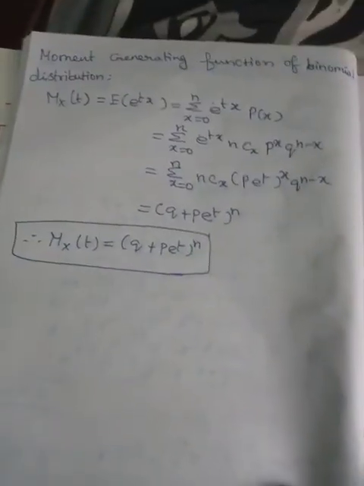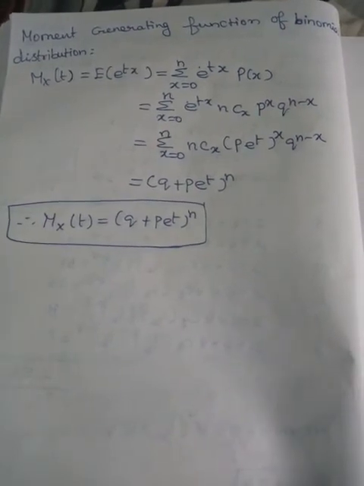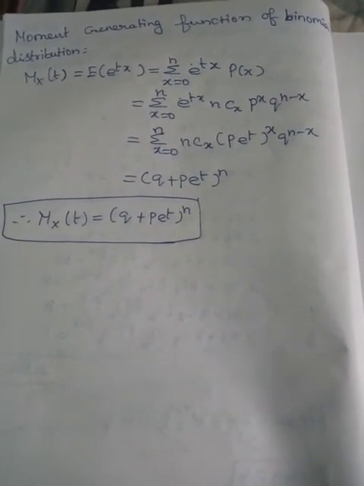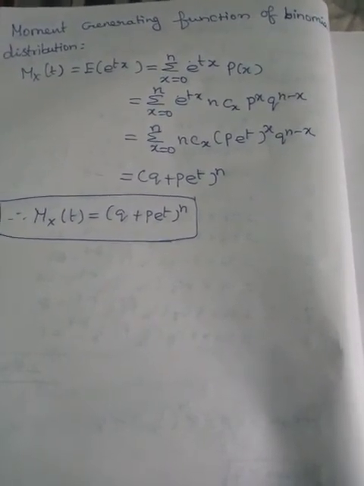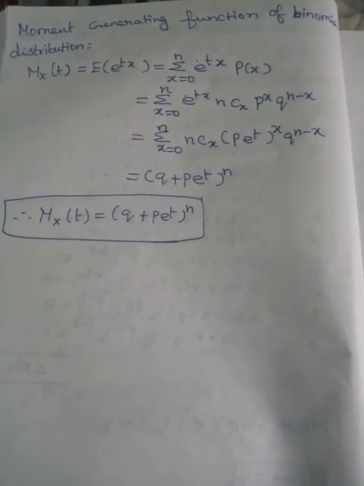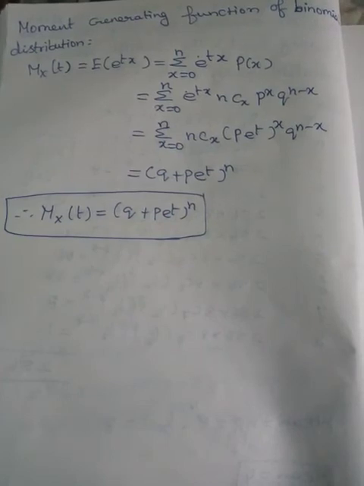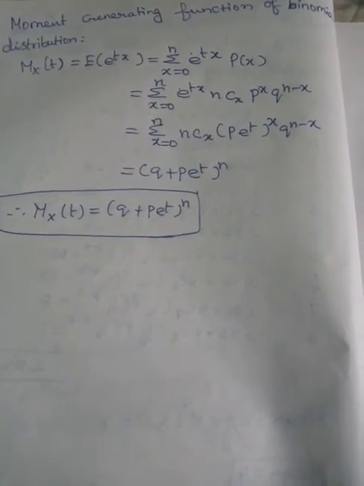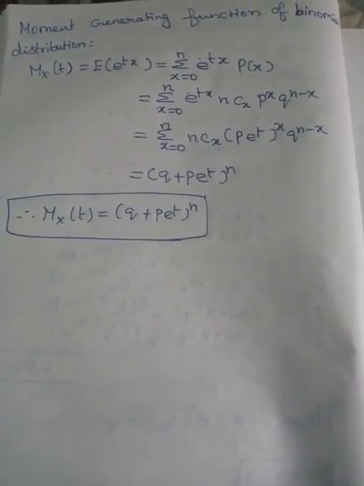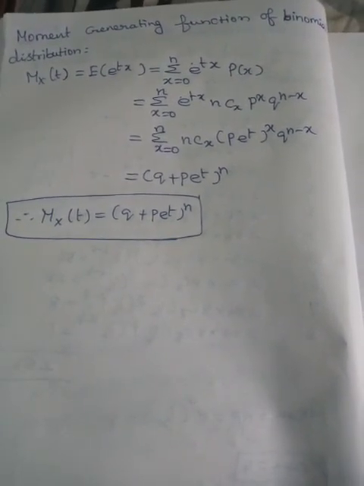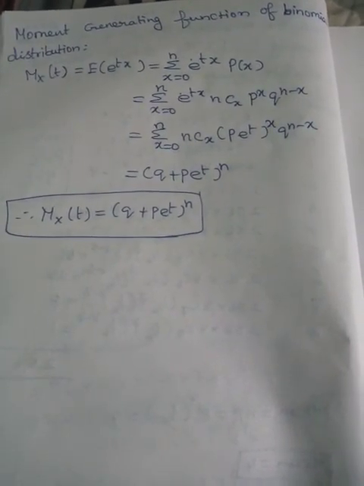Next, moment generating function of binomial distribution. Mx of t equal to E of e power tx is equal to summation x varies from 0 to n e power tx into p of x, is equal to summation x varies from 0 to n e power tx into nCx p power x into q power n minus x, is equal to summation x varies from 0 to n nCx (p e power t) whole power x into q power n minus x, is equal to (q plus p e power t) whole power n. Therefore Mx of t equal to (q plus p e power t) whole power n.